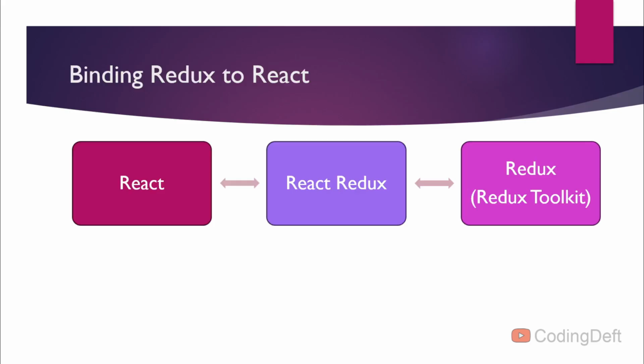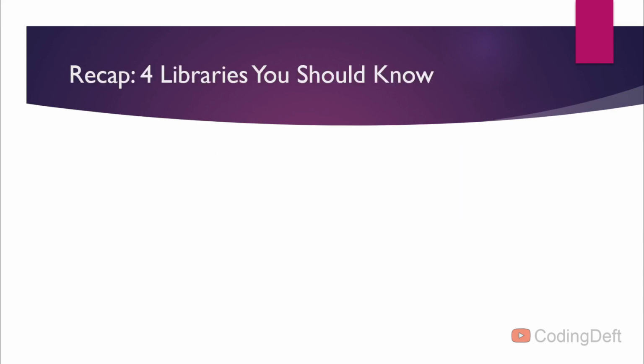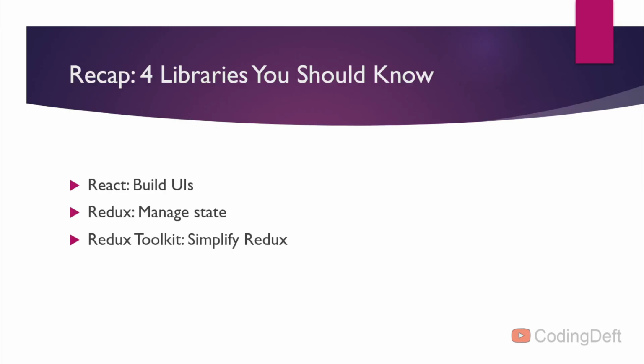Now let us see how we can bind Redux to React. So we have a library called React Redux which helps in binding React with Redux. React and Redux operate independently. To connect them, you use the React Redux library, an official binding layer that offers hooks and utilities to integrate Redux state into your React components easily and effectively. Now let us recap the four libraries you should know. React is for building UI, Redux manages application state, Redux Toolkit simplifies Redux, and React Redux connects Redux to React.